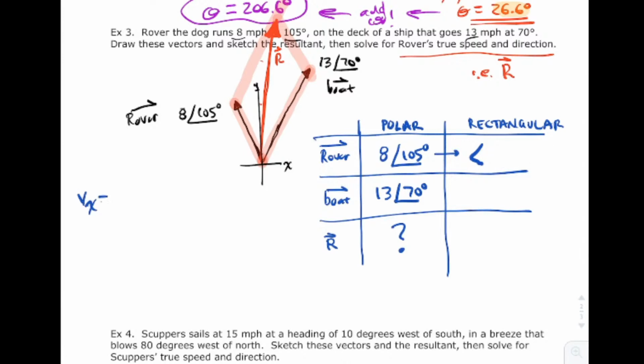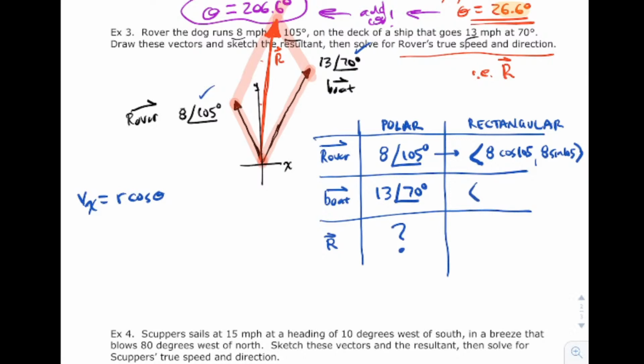X component is r cosine theta. And my thetas are in standard position. Woohoo! So I'm ready to go. So all I got to do is go 8 times the cosine of 105. And I'm not going to push my buttons yet. I'm just going to write it that way. That's my x component. It would be r cosine of its theta, 8 cosine of the 105. And the y component would be the 8 times the sine of the 105.